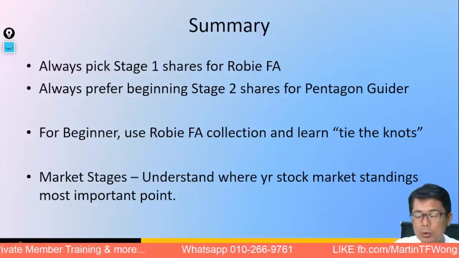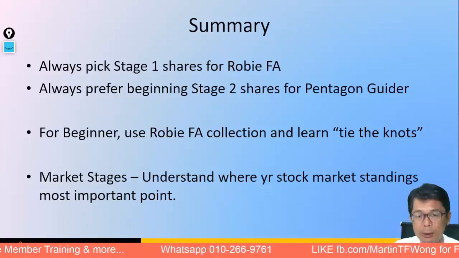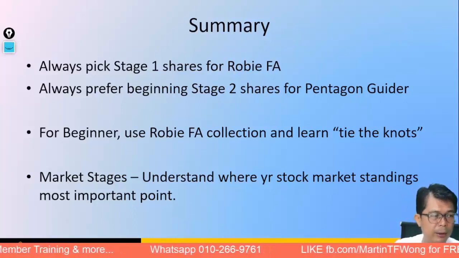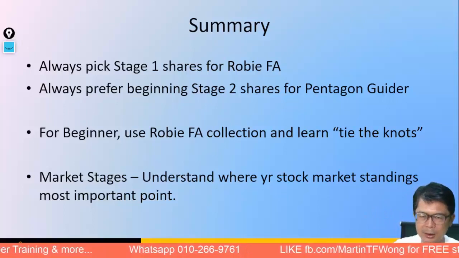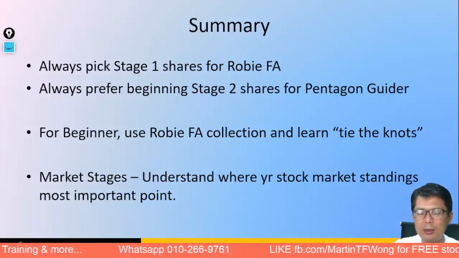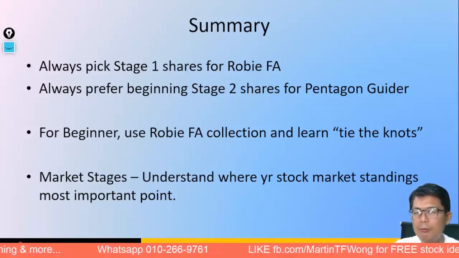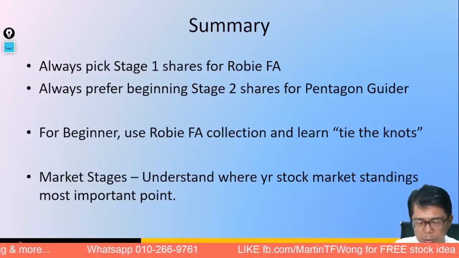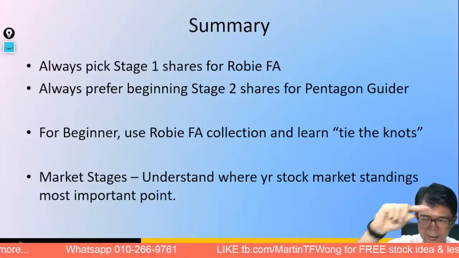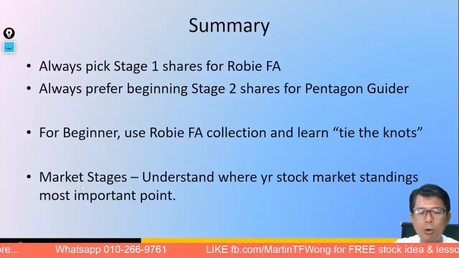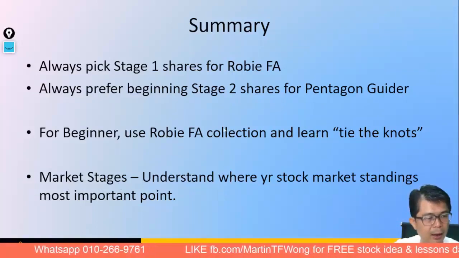And even if some of you have your own stocks, check them out with the SmartRobie stocks first, okay? For me, my preference is always to trade the Pentagon guided, much easier. Keep to that one. Stage 1 shares, that's for Robie FA. If you want to go for the stage 2 shares, then you should have a bit of experience because the stocks can turn on you. And then finally, you want to draw the market stages. That's an important part, to know the standing of it in here.